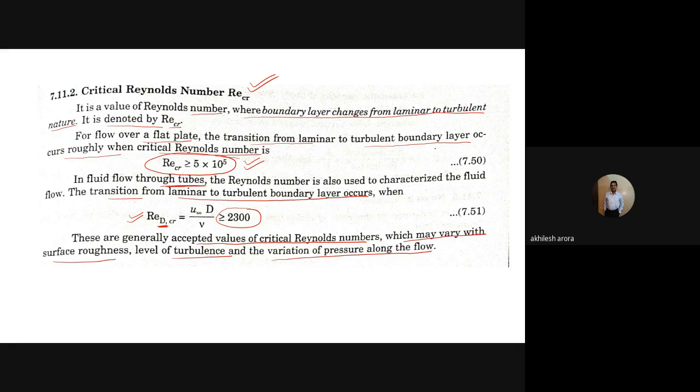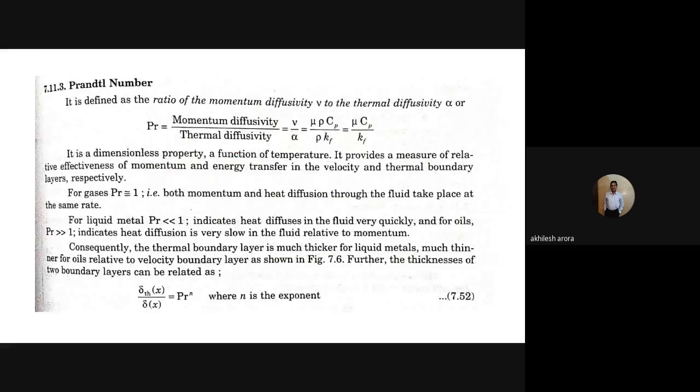Okay, so the next one is the Prandtl number. Now, this is a very, very important number. I have discussed it earlier also. It is defined as the ratio of momentum diffusivity to the thermal diffusivity alpha. So momentum diffusivity is defined as nu.